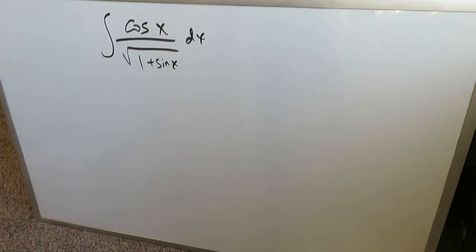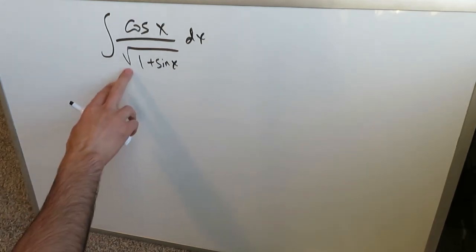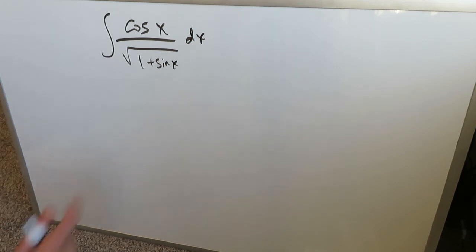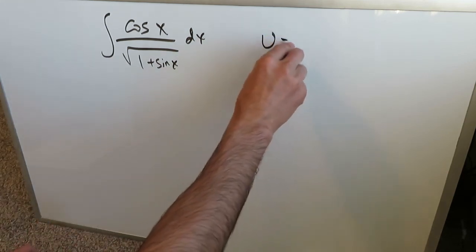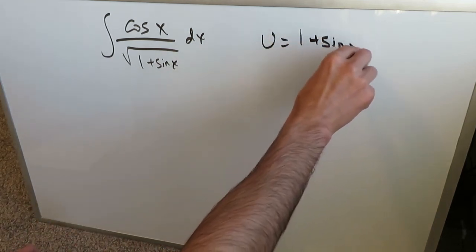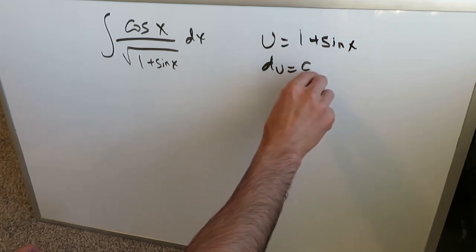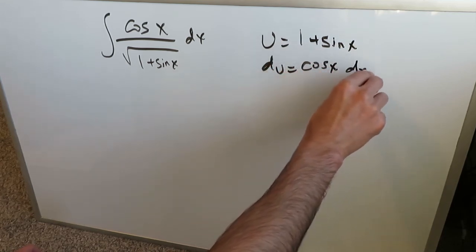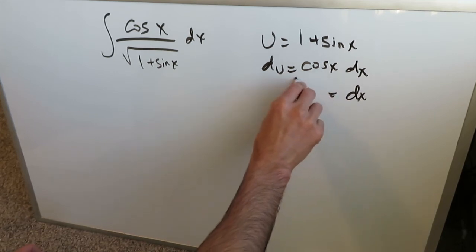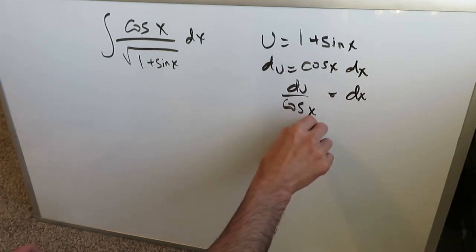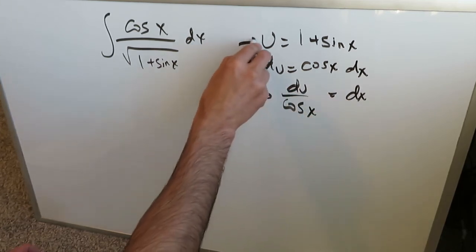How about this one over here? Cosine x divided by square root of 1 plus sine x. Composite here, substitute for that. u is equal to 1 plus sine x. Then du is equal to cosine x dx. dx is equal to du over cosine x. Here's my substitution right here, and here's the other one.